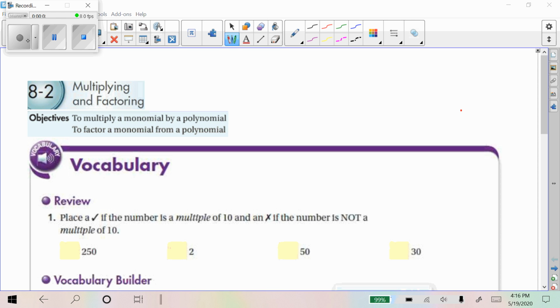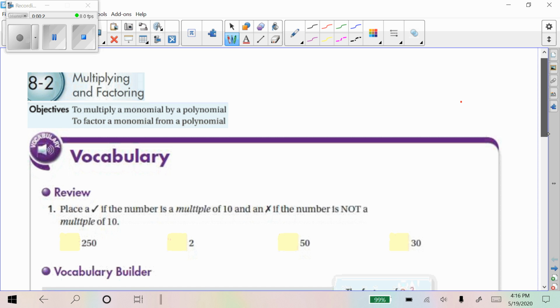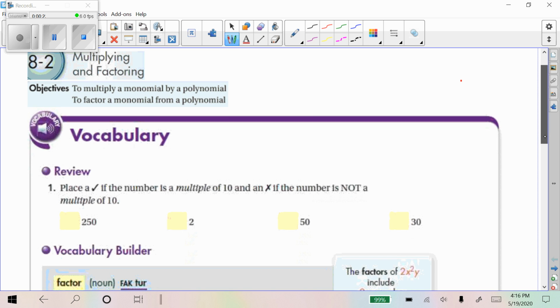Hermanson again. Today we're going to do the second lesson on our quadratics, learning how to multiply a monomial by a polynomial and how to factor a monomial from a polynomial. For this review, just go ahead and do it yourself, and you can check back and see if you got the right answers.